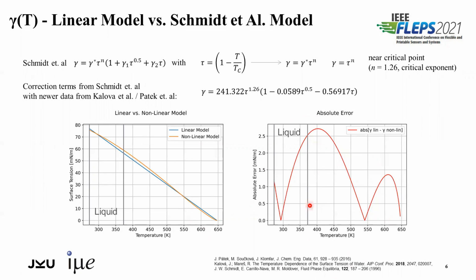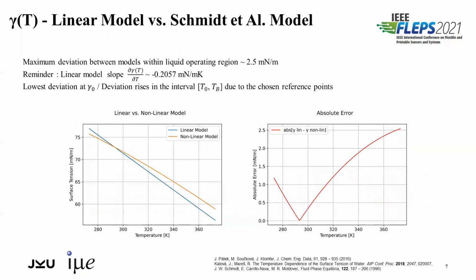And this figure here shows the absolute error between the surface tension values of the linear and the non-linear model for the whole temperature range, from room temperature up to the critical temperature of the liquid. And showing the full range does not make much sense because water is liquid only in this small region here, and only there we can reasonably define a surface tension. So that's why this slide here shows the same data, but this time only for the liquid region of water. And the lowest deviation is in the region of gamma 0, because this is one of the reference points for the nonlinear model. And the maximum deviation here is about 2.5 millinewton per meter, where the slope of the linear model was about minus 0.2057 millinewton per meter in Kelvin.